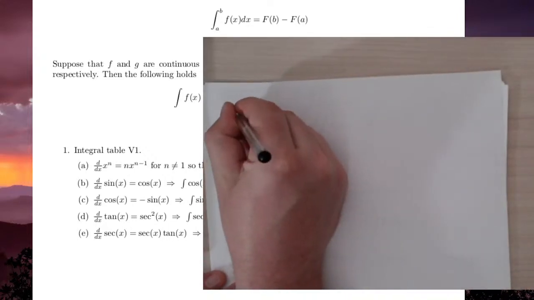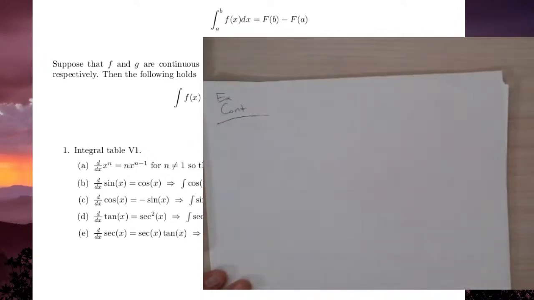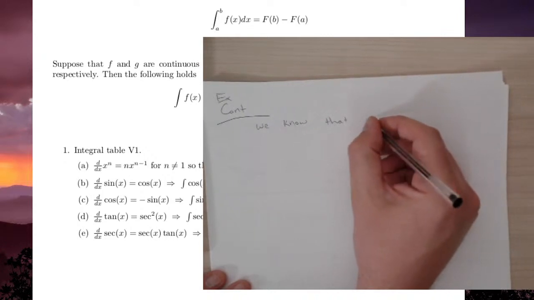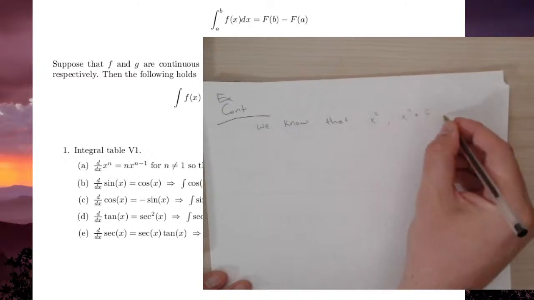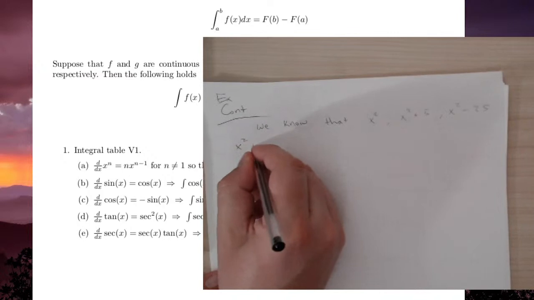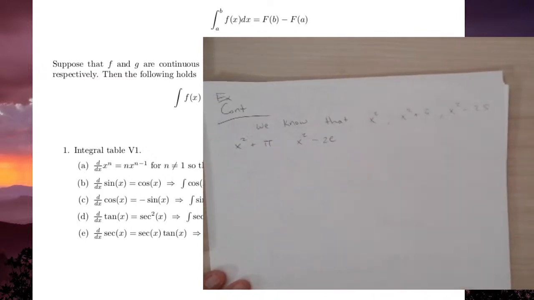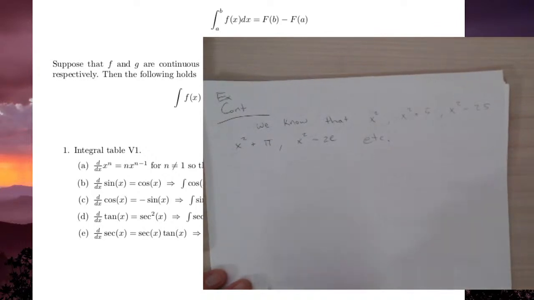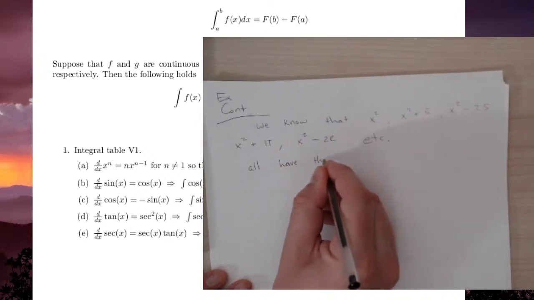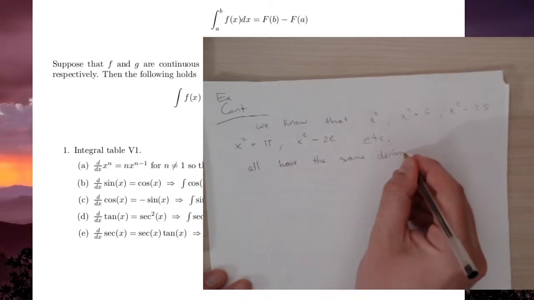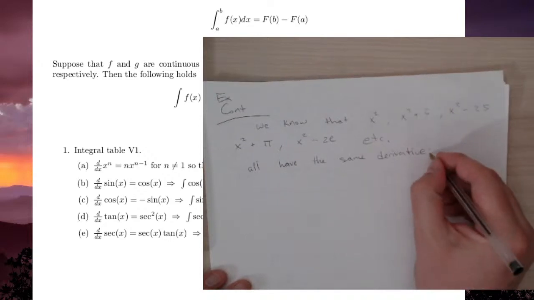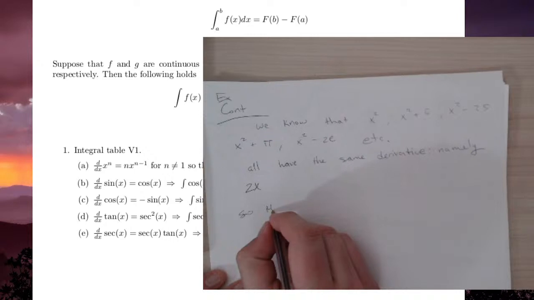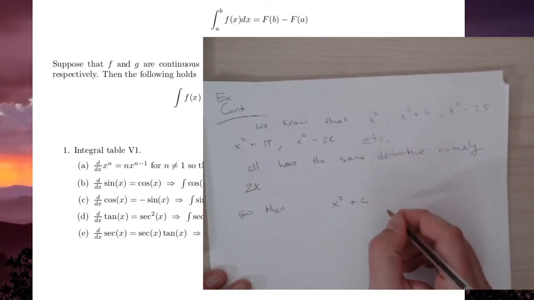So for example, continued. We know that x squared and x squared plus 5 and x squared minus 25, x squared plus pi, x squared minus 2e, whatever, etc. These all have the same derivative, namely 2x. So then x squared plus any constant.